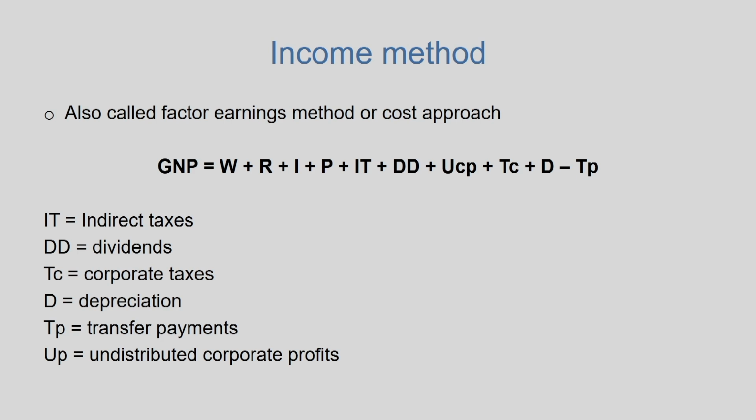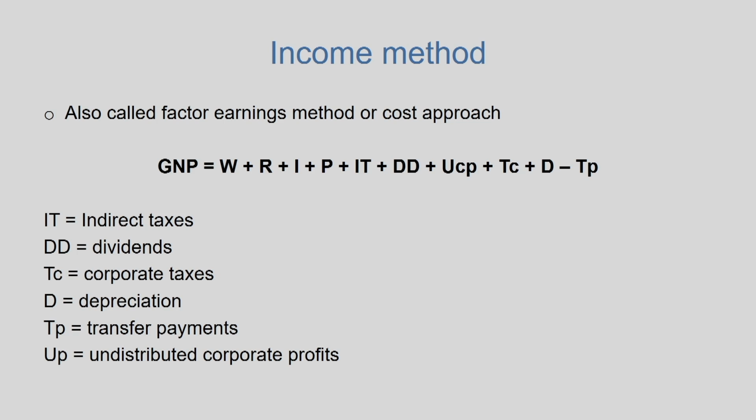Let me demonstrate this very simply. In the circular flow model, we have seen that households supply labor, capital and other resources needed for producing the product to the productive sector or the firms, and the firms in turn pay wages, salaries, rent, interest and profit.